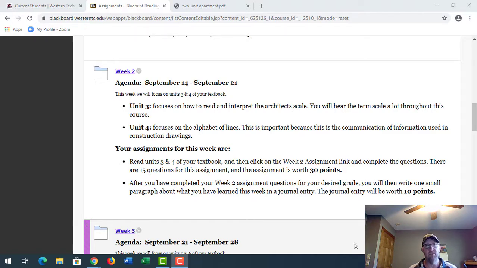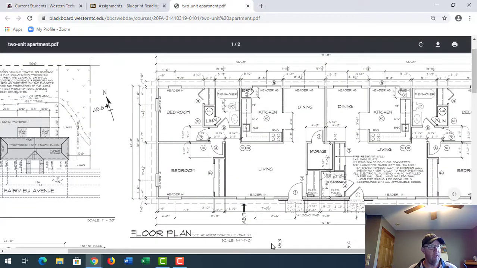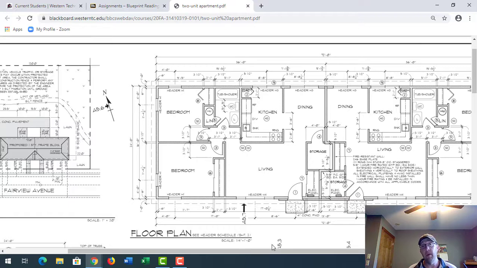What I thought I would do is just show you a couple of things. What I would recommend you do is get to know a few of these lines and a few of these things from the alphabet of lines. In Unit 4, there's a little chart on page 19. That's a good one.